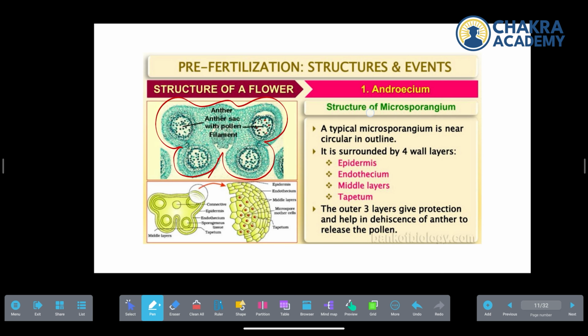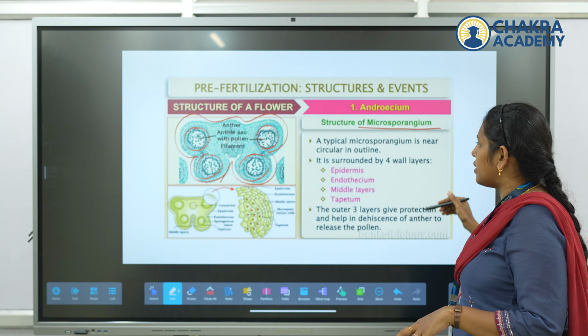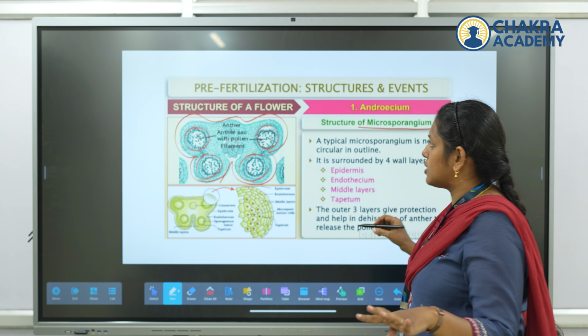Okay. Now the next one is the structure of microsporangium. So what is a microsporangium? A microsporangium is present near the corner. The circle outline is known as a microsporangium. Anthers have 4 microsporangia. It is surrounded by 4 wall layers.